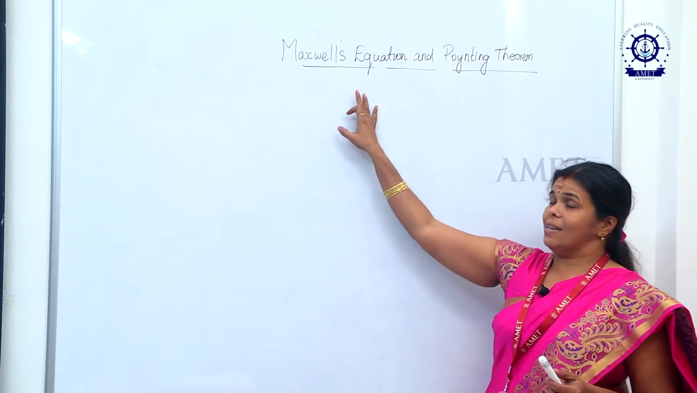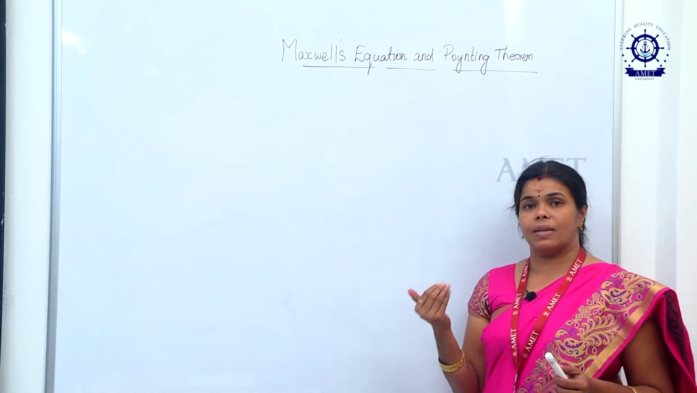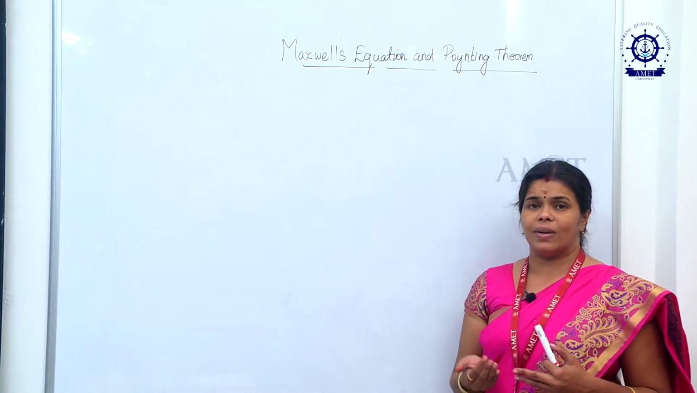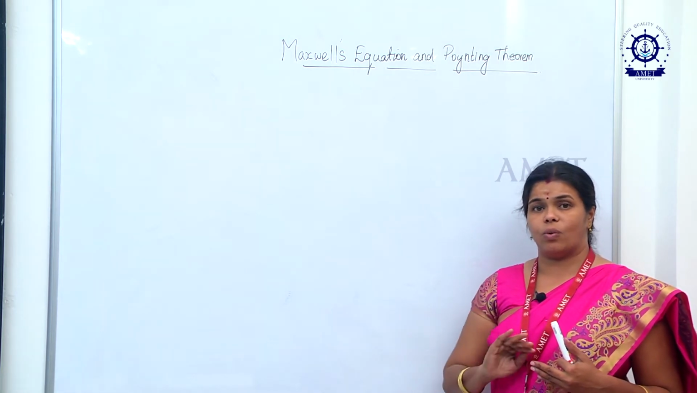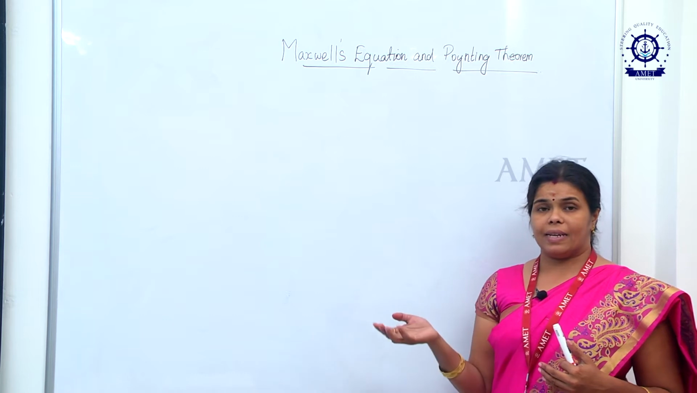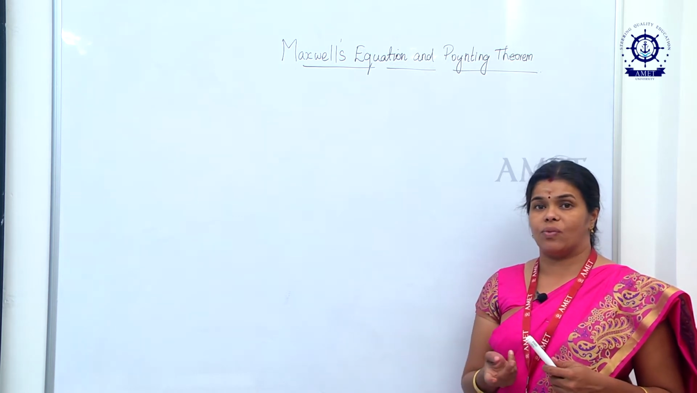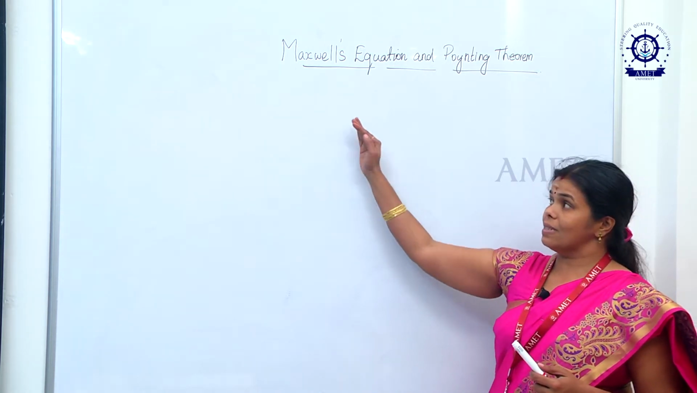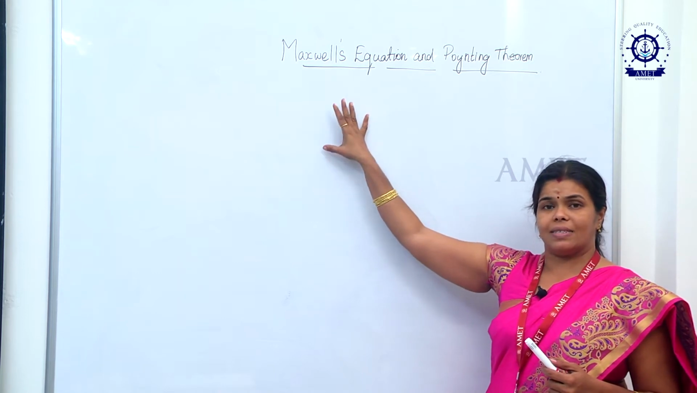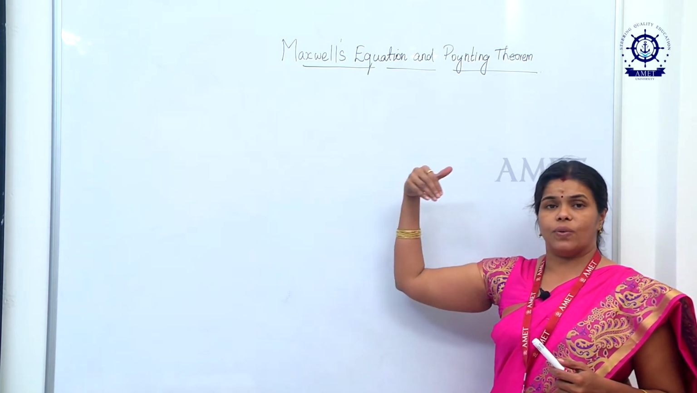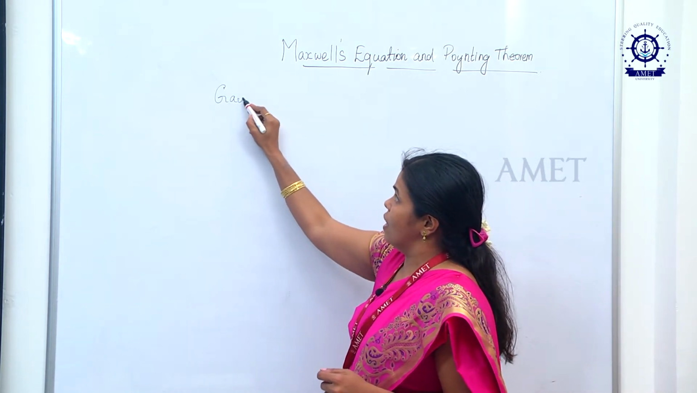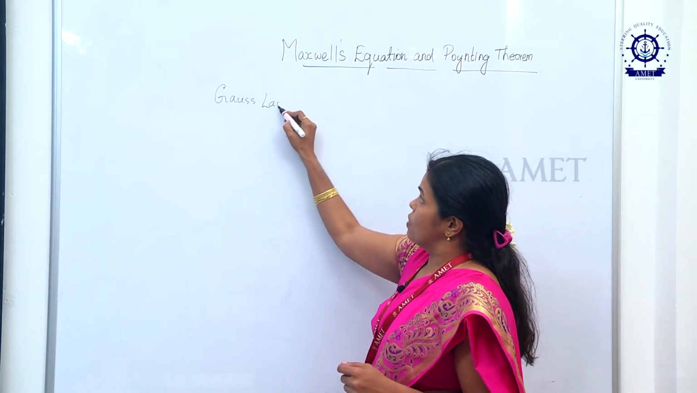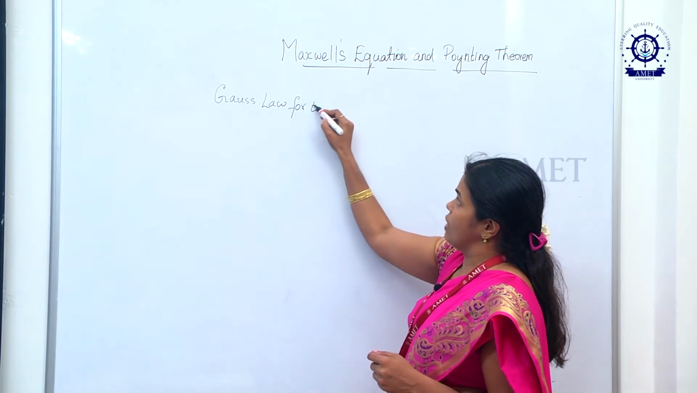So what he did is he separated the electric field and the magnetic field, because we already had Ampere's law, Faraday's law and Gauss's law. He separated them into two equations for the electric field and two equations for the magnetic field. So how did he separate them? For the electric field we have Gauss's law, and for the magnetic field we also have Gauss's law. So the first one is Gauss's law for the electric field.